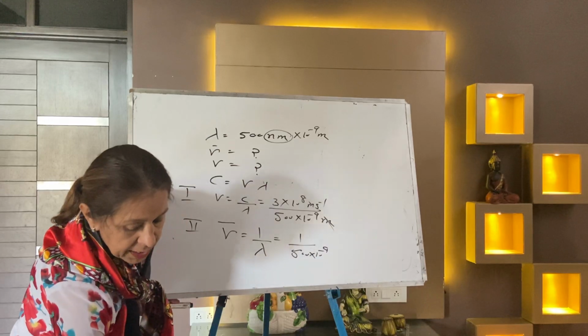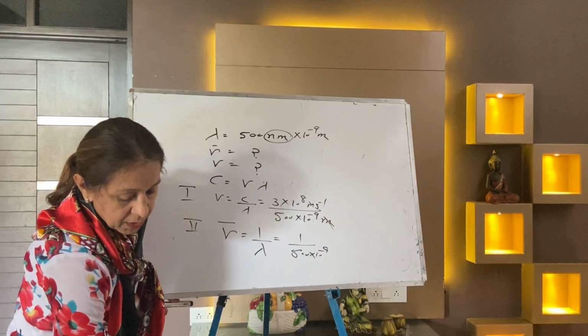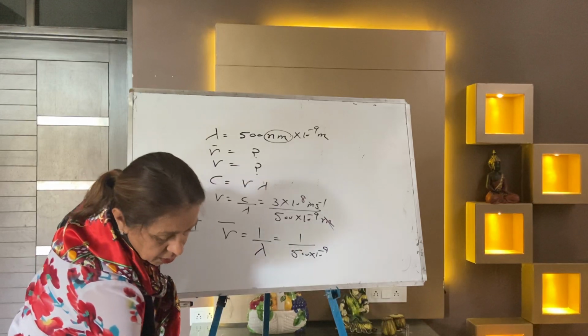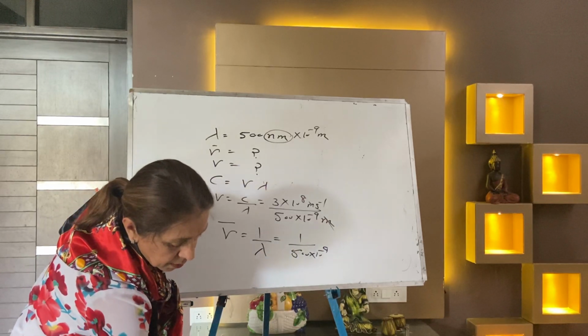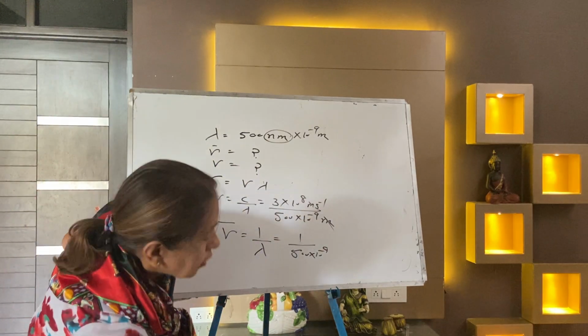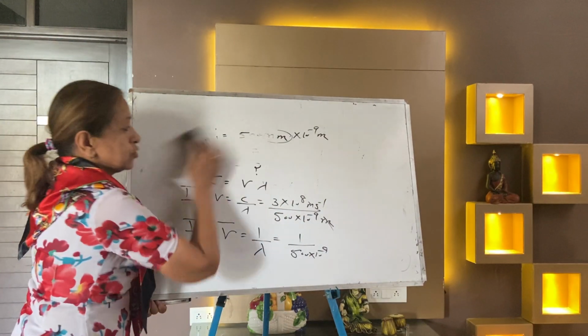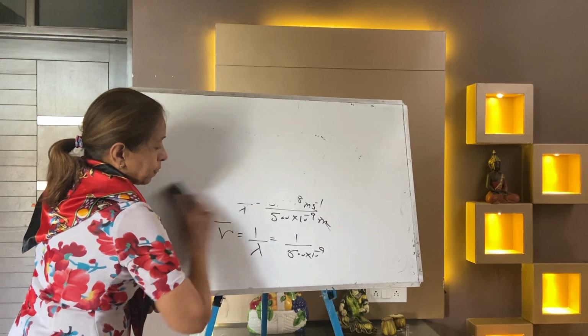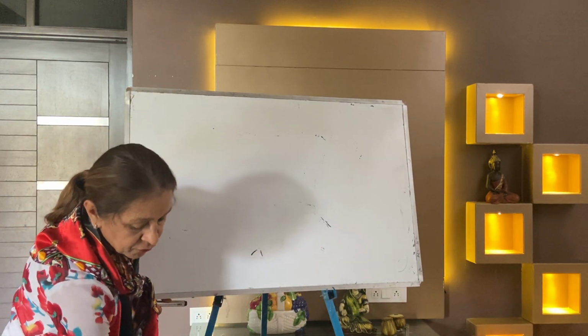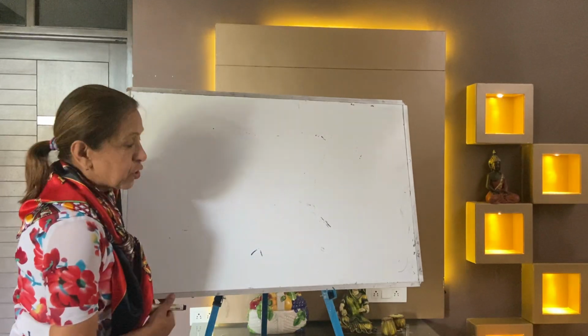Next numerical is number 6. Numerical number 6 is the same as that of light. Now I am taking your numerical number 6. Calculate the energy. Energy is equal to h nu. E is equal to h nu, Planck's equation. Calculate the energy of the photon which has a frequency.